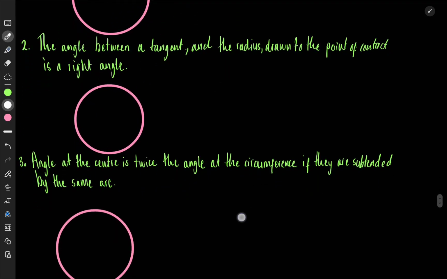It says the angle between a tangent and the radius drawn to the point of contact is a right angle. All right, so let's deal with this. It says point number one, we have the point of contact and we have the tangent. So we know that a tangent is a line that just touches your curve. Okay, we can put it up or down, we don't care. Let me put it up because there's more space up there.